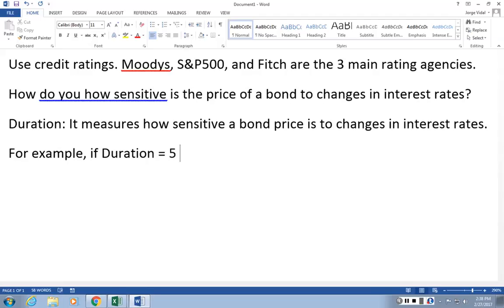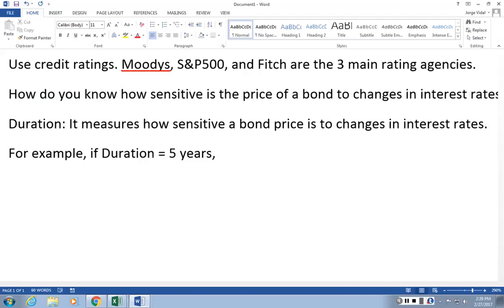And duration is expressed in what? What are the units? Years? Mm-hmm. So, for example, if duration equals 5 years, what does that mean for you, the bondholder? How do you use that number? What does the 5 years mean? You buy a bond and I tell you duration is 5 years. What does that mean? You forgot already?